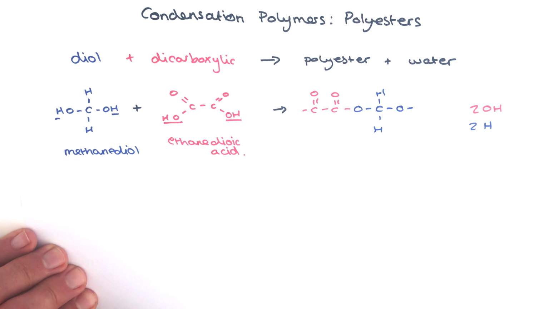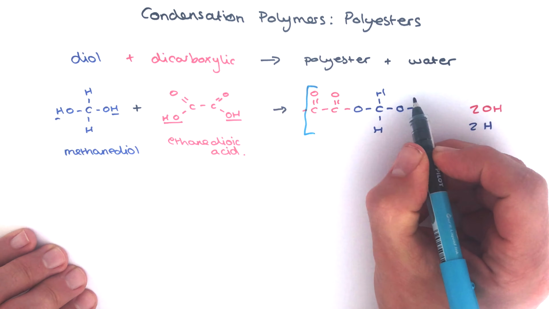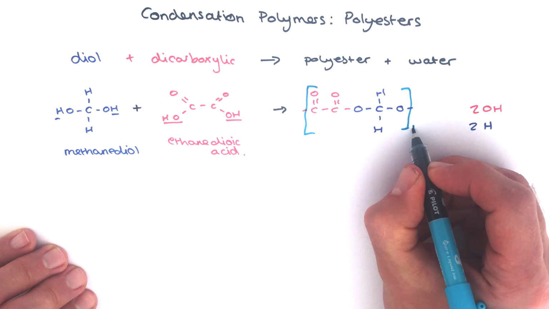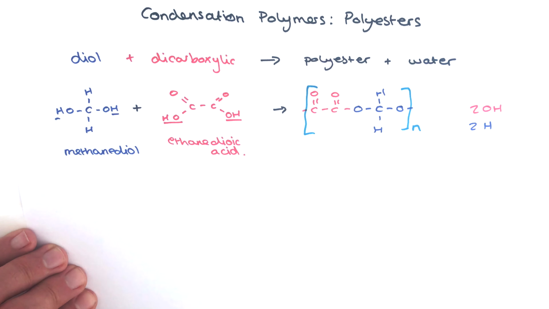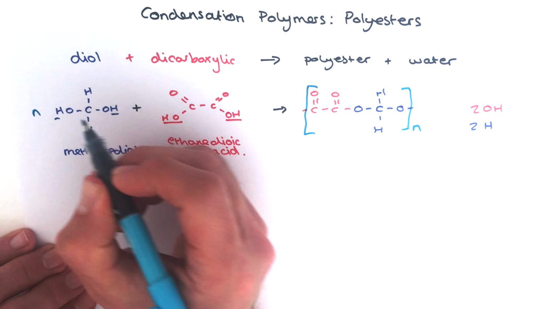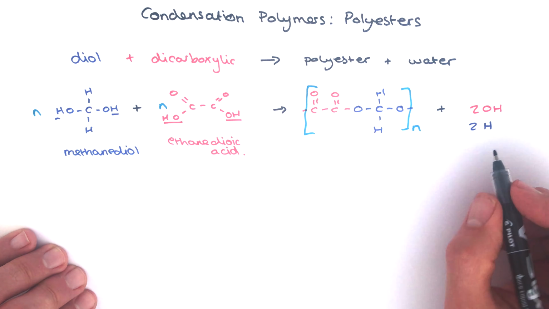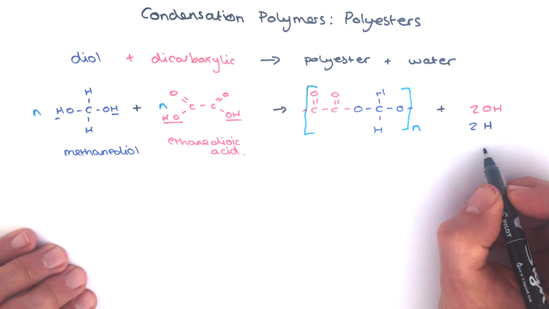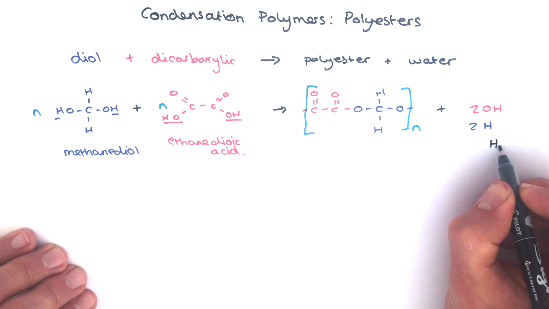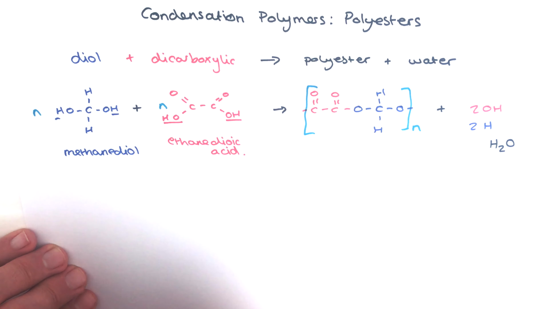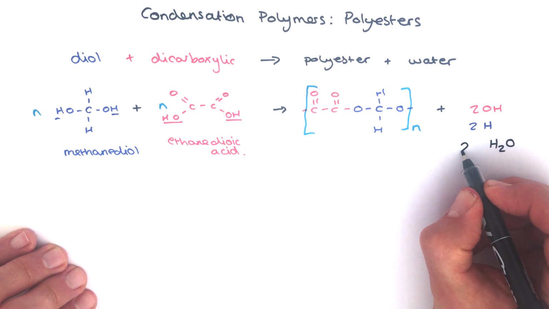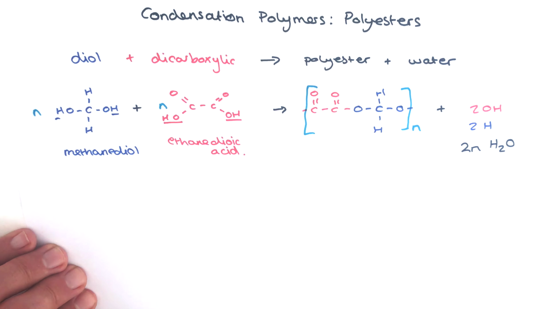So here's our polyester now. Now to show that this is a repeating unit, we'll put some square brackets around there and show that this repeats any number of times. That means we need n number of these to make this polymer. Now you'll see that means for each time this happens, we should produce two water molecules. If you add all this together, we produce two more water molecules for every single time this happens. So if it happens n times, there are 2n water molecules being produced for this reaction.